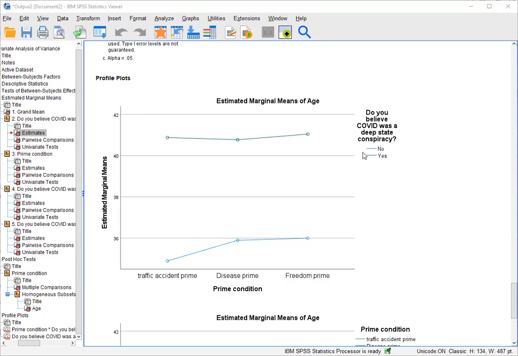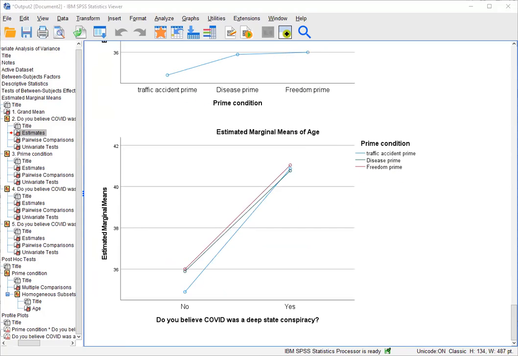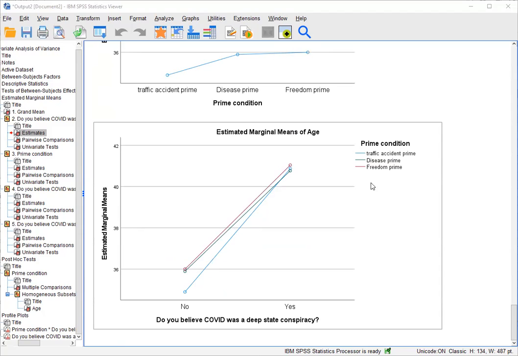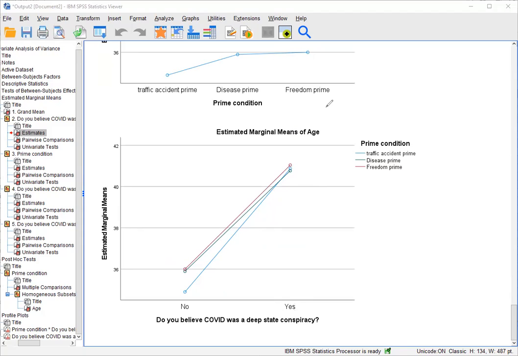If you scroll down, you can also see it the other way, which you might also be interested in, and you can just see the lines are now the different prime conditions, and they pretty much are all the same as far as age goes, right? And we can see that people who believed it was a deep state conspiracy were older, right here, than people who did not. So this is mean age for people who thought it was a conspiracy, so, you know, over 40, mean age for people who did not, okay, a little under 36, okay?